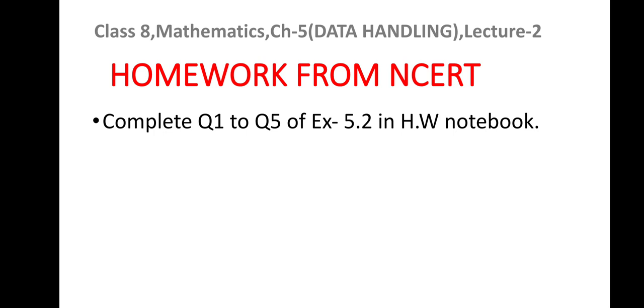Then after that you need to make the first angle of the sector. Like in the example I have seen for chocolate, that is 180 degree. I have made that angle. Then in clockwise direction you need to keep on making the angles using the protractor, and you will be getting your pie chart. So you are supposed to complete question number 1 to question number 5 of exercise 5.2 in homework notebook. Question number 1 is to be done in the book. Rest all questions are to be done in the notebook.